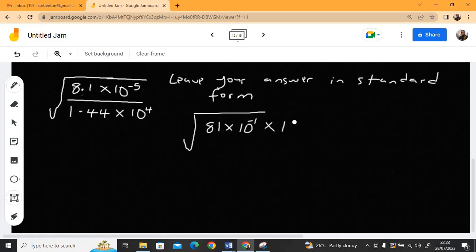Times 10 raised to the power minus 5. If you don't understand what this thing means, this means 81 times, this minus means 1 over 10, right? That will be 1 over 10. And if you say 81 times 1, that is 81 over 10. So when you divide 81 divided by 10, you get 8.1. So we still get back what is there. That's what it means. So pardon me for the earlier mistake.